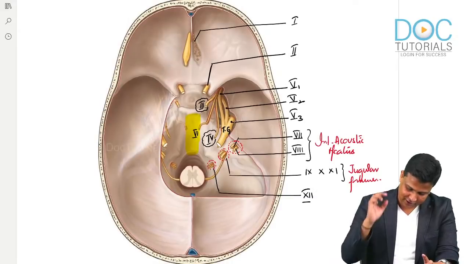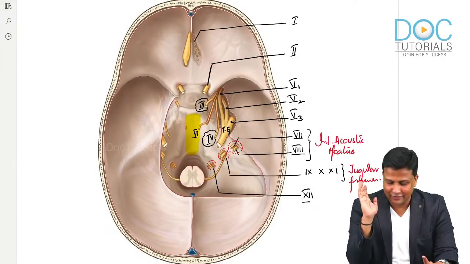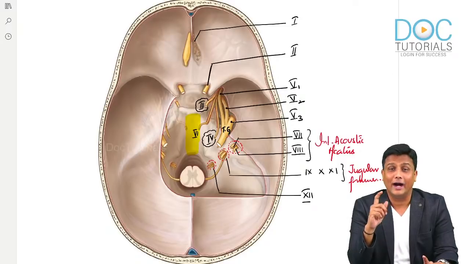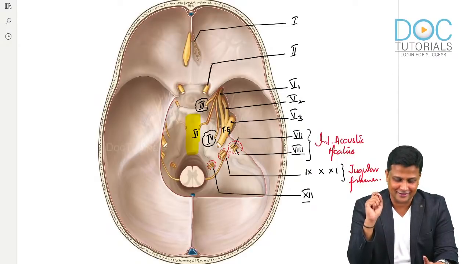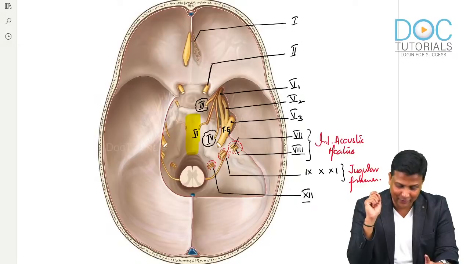So that is made very, very clear in this diagram here about all the nerves and how to identify them. I gave you all the logics there, guys. I gave you all the tricks there. Is it okay? Perfect here?